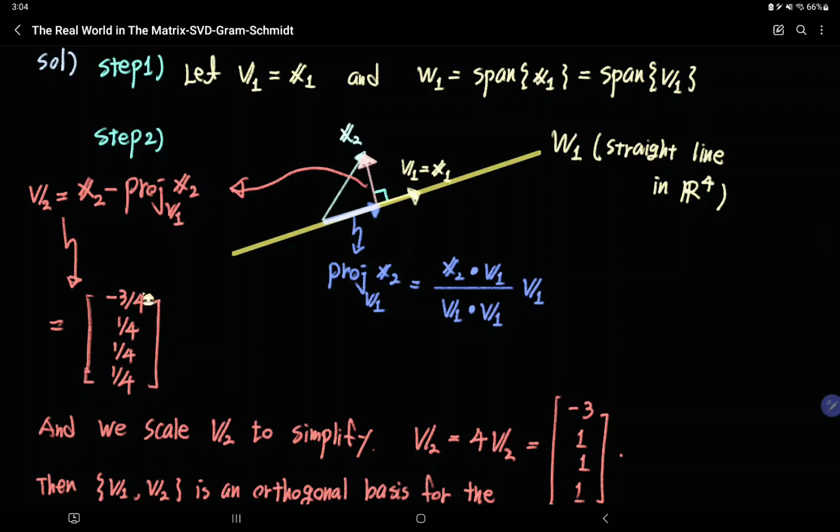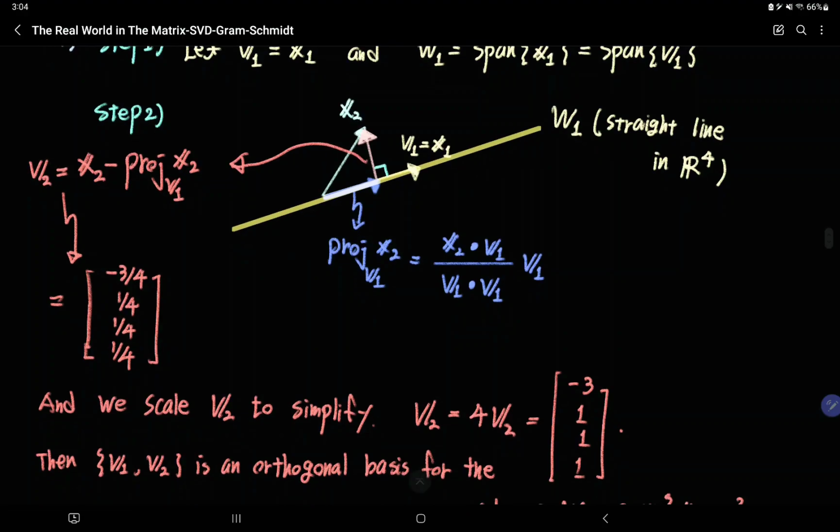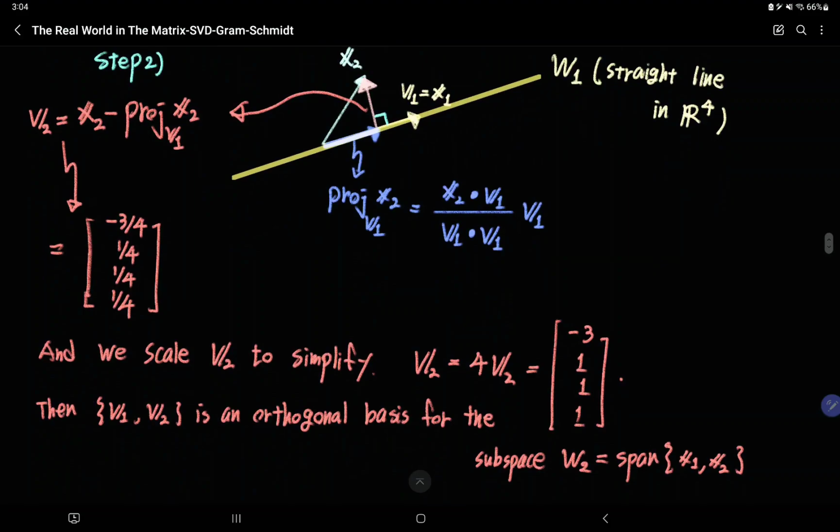Every entry has the form of a fraction. But personally, I don't like the fraction form. So to get the integer form, I just multiply by 4, which means I just scale the vector v2 by 4. So we scale v2 to simplify. We set v2 as 4 times v2, just scaling it by a factor of 4. So we got this. So v1, v2 are going to be orthogonal, right? So we say that v1, v2 is an orthogonal basis for the subspace W2.